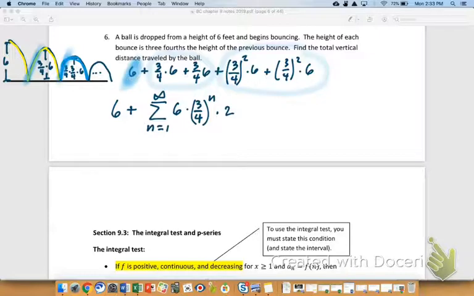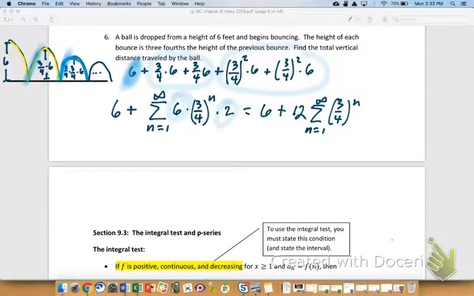Because each time it's going to be 6 times 3/4 to the something plus 6 times 3/4 to the same thing, dot, dot, dot. So is that technically just like 12 times 3/4 to the n, with something outside of it? Let's go there. So this would be 6 plus, now the 6 and the 2, they don't have an n directly attached to them, so the sigma is not going to affect those at all. So I would do exactly what you said and say 6 plus 12, sigma from 1 to infinity of 3/4 to the n.